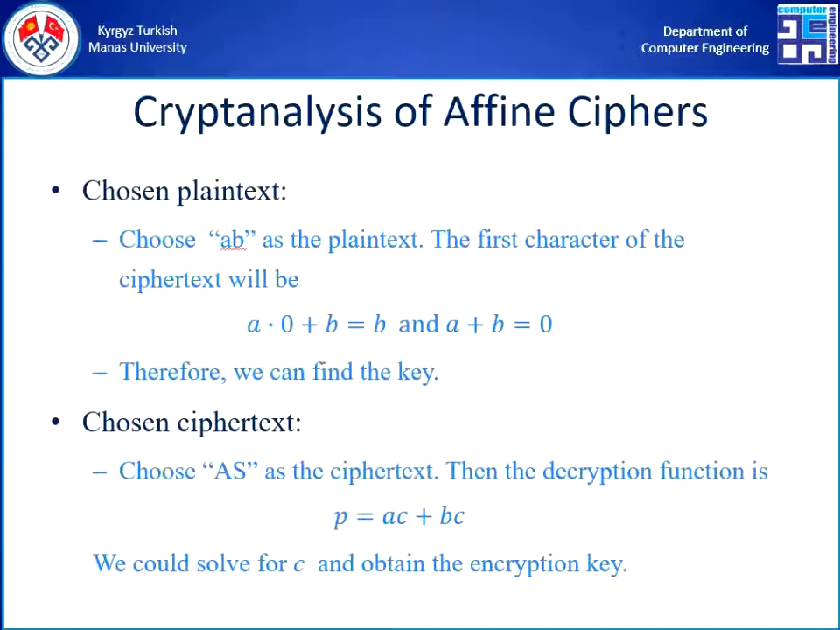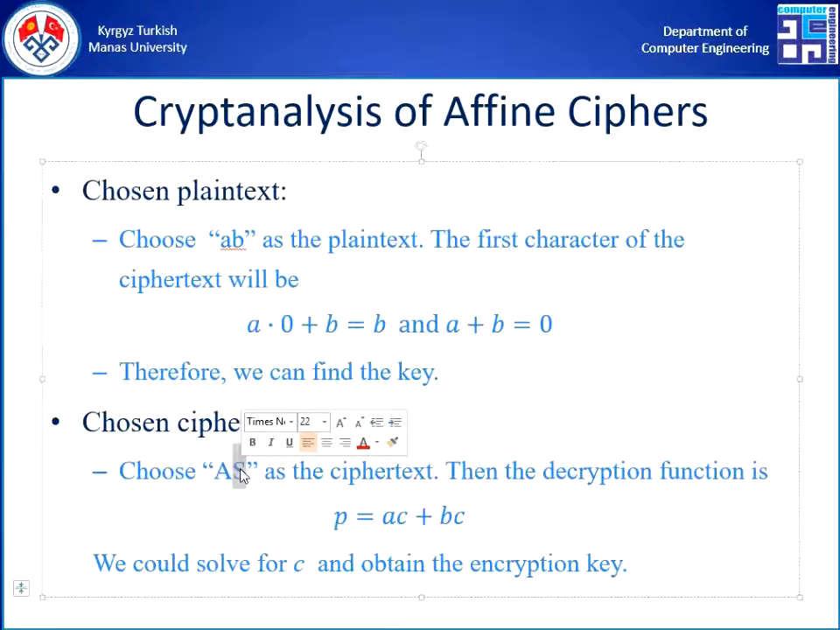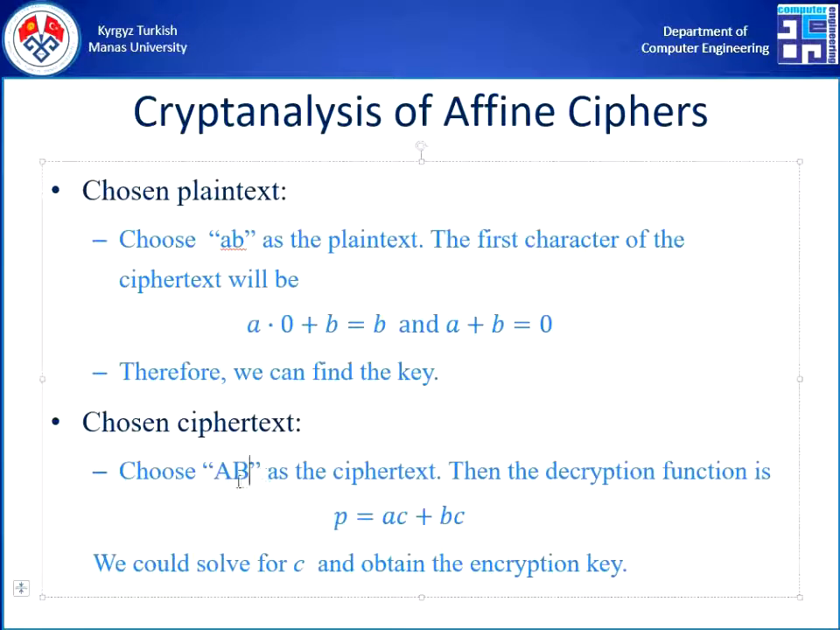And if we have the possibility to choose the plain text, then the easiest way is to choose the combination of letters A and B, since our equation then becomes very easy to solve. And if we are working with ciphertext, then we again choose the letters A and B from the ciphertext, and solving this equation, we can easily obtain the encryption key.